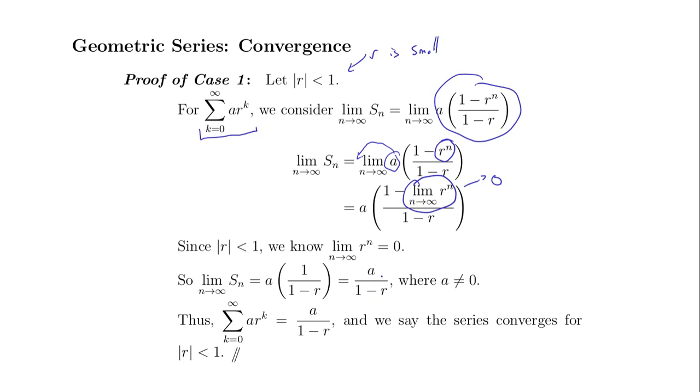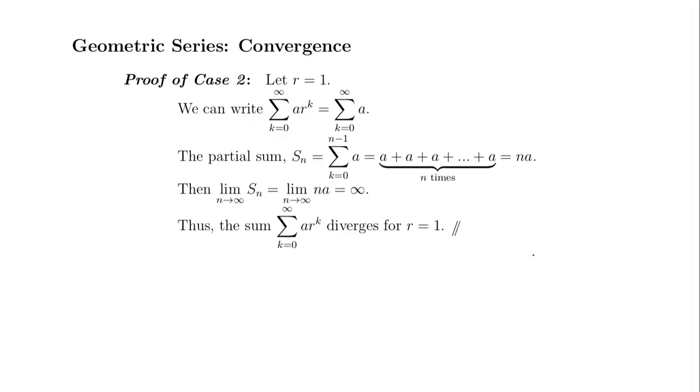Some number, we don't really know what it is, but if we knew what a and r were for a specific geometric series, we could just plug it into this. So when our ratio r is small, our series converges, and not only do we know that, we know exactly what it converges to. So that's pretty cool.